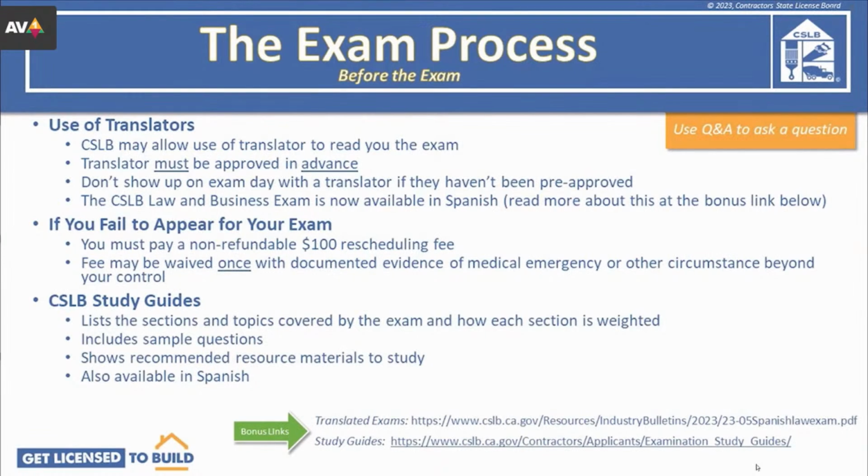When you have an exam date, make sure you don't miss it. If you fail to appear for your exam, you'll have to pay a non-refundable $100 fee to reschedule. That fee may be waived once with documented evidence of a medical emergency or circumstance beyond your control.